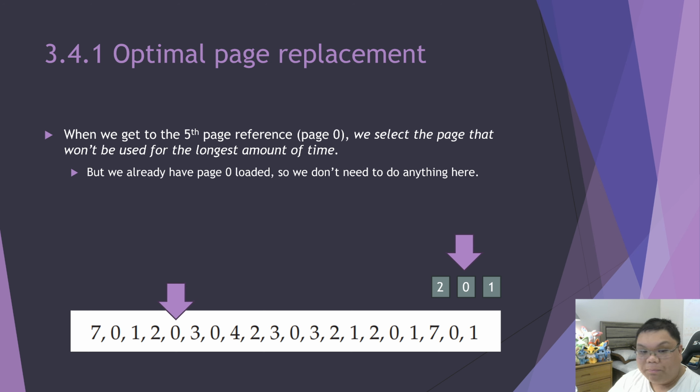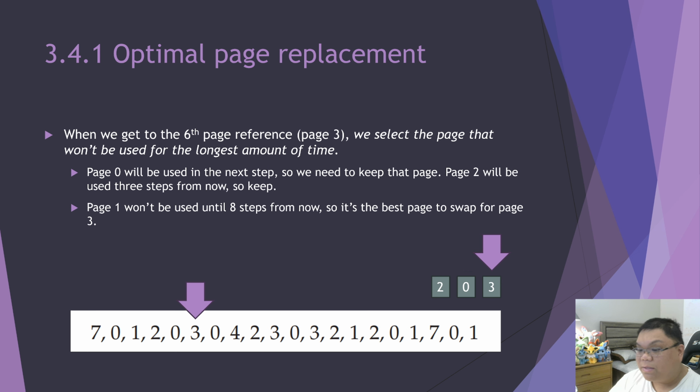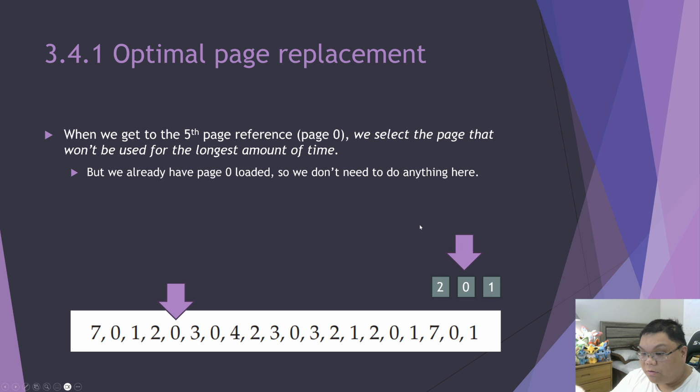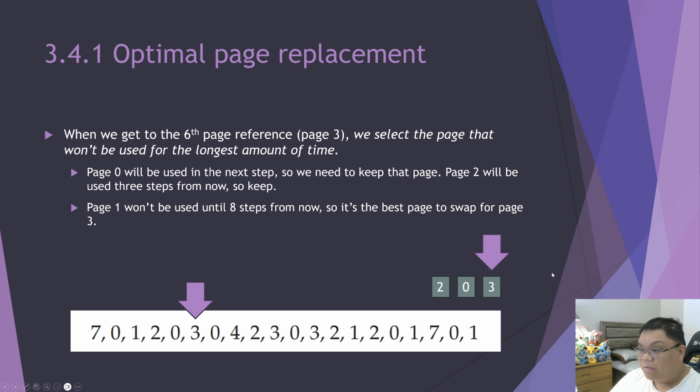So, we previously had pages 2, 0, and 1 loaded in our frames, but now we need to make a decision about which page to remove. So is it page 2, 0, or 1 that we remove from a page frame? Well, the answer is 1, but how is the answer 1?